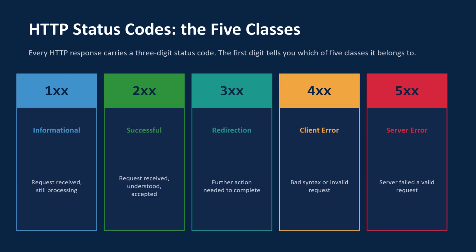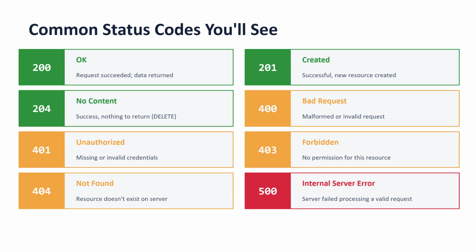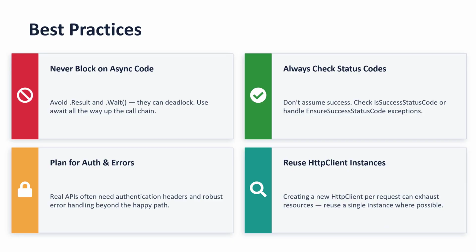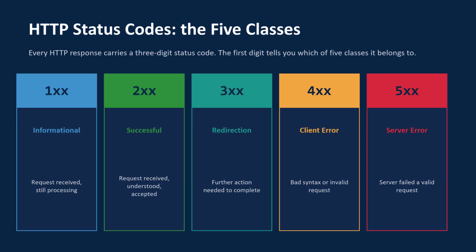So mental shortcut. 2s are good news. 4 means you probably need to fix something about your request. 5 means the problem is probably out of your hands. And the rest of these you most likely won't mess with unless you get into really deep server programming. So let's talk about some specific ones that you'll run into pretty consistently as a developer.